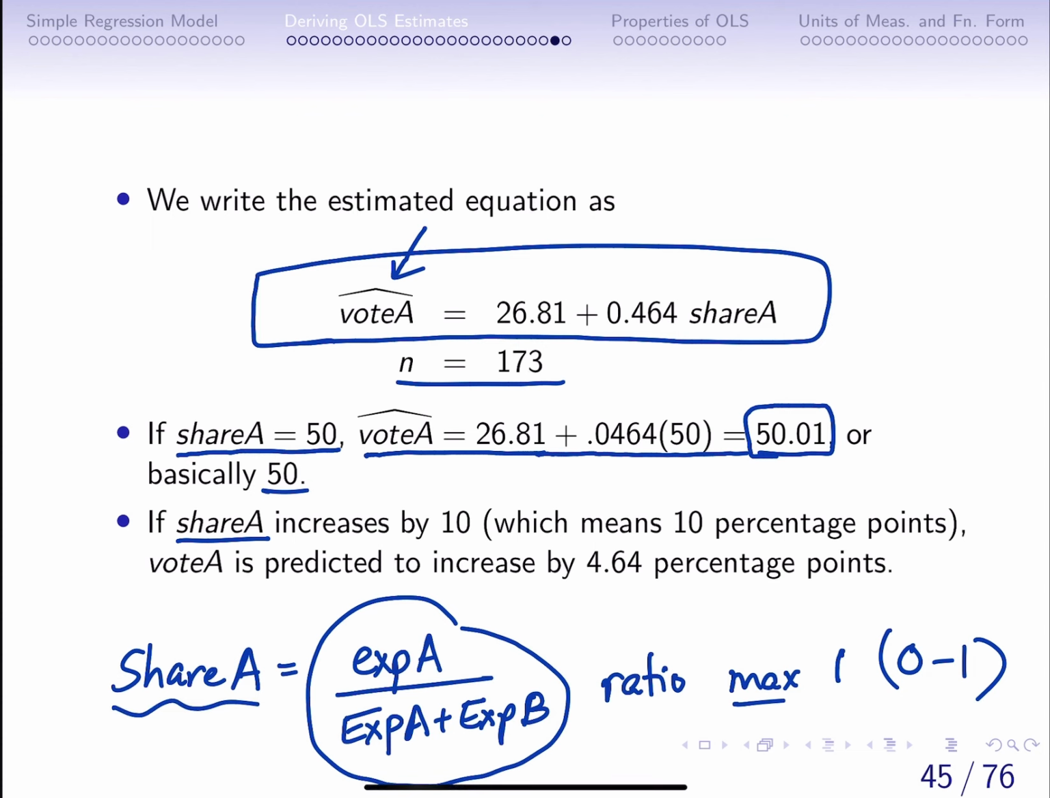Okay, so we're basically saying if share of A were to go up by 10, which means 10 percentage points, if shareA goes up by 10, then the predicted increase in voteA would be 4.64 percentage points. Here we're basically multiplying by 100 to get to the percentage points interpretation.